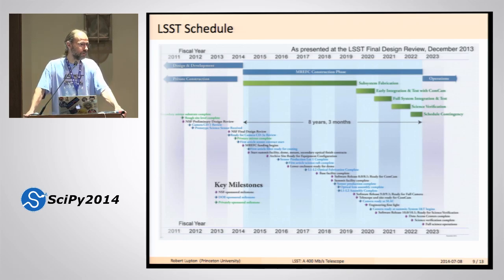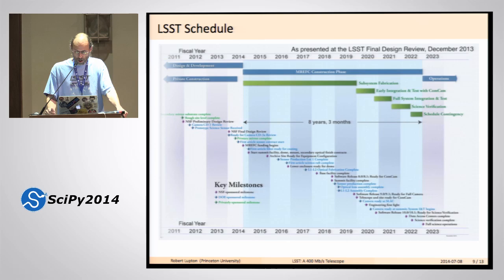This is a $473 million construction project, plus money from DOE, including 10 years of operations. You can't read this, but it tells you we're going to get first light around 2020, first operations 2022.